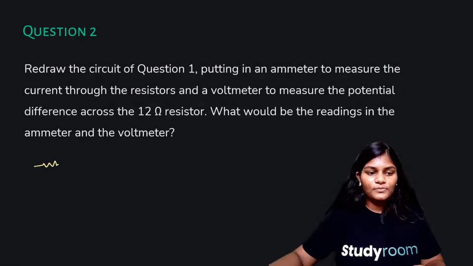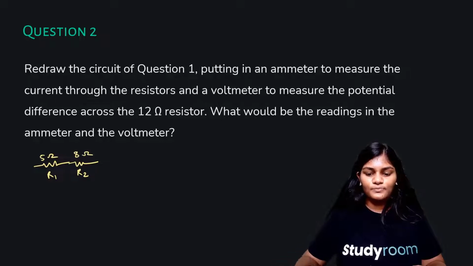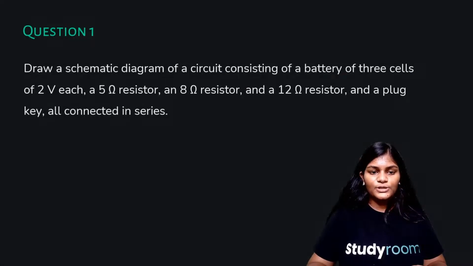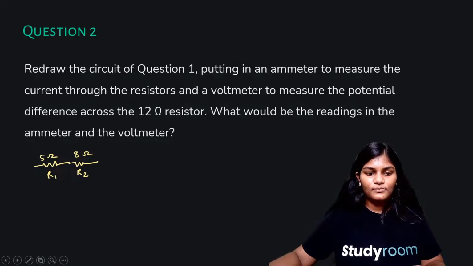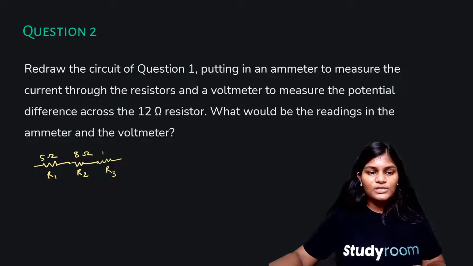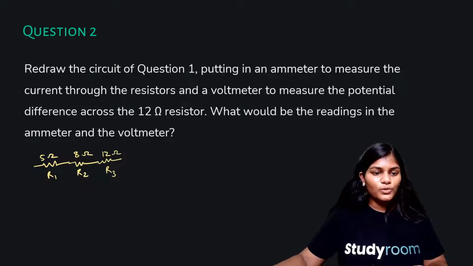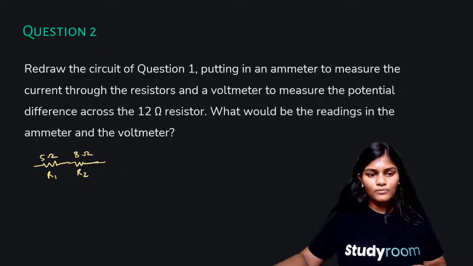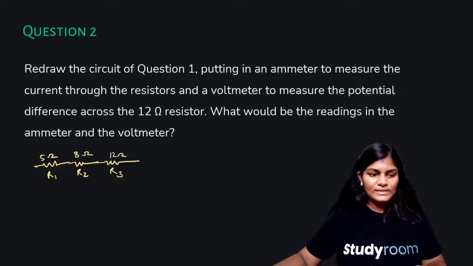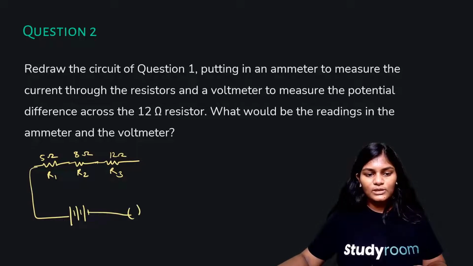What was it? R1 was 5 ohm. R2 was 8 ohm. Am I right? R2 was 8 ohm and R3 was 12 ohm. Okay. So, great. Connected to the 3-cell battery and then to a key.